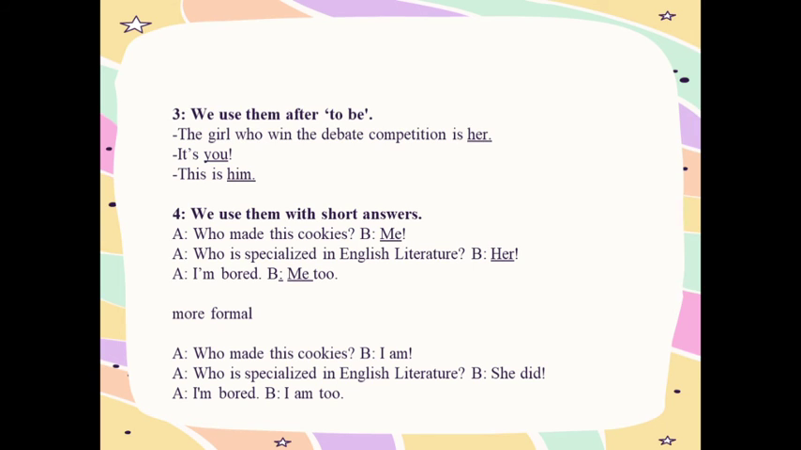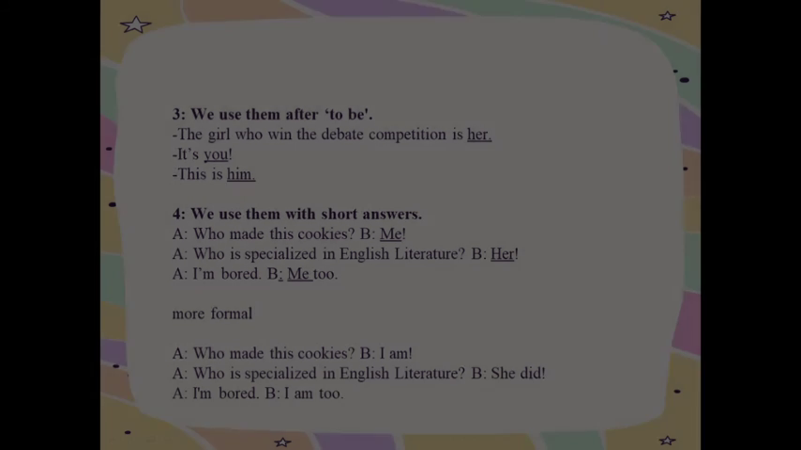The fourth is we use them with short answers. Who made these cookies? Me. Who is specialized in English literature? Her. I'm bored. Me too. With short answers, we can also use subject pronouns plus verb. It may sound more formal. Who made these cookies? I am. Who is specialized in English literature? She did. I'm bored. I am too.